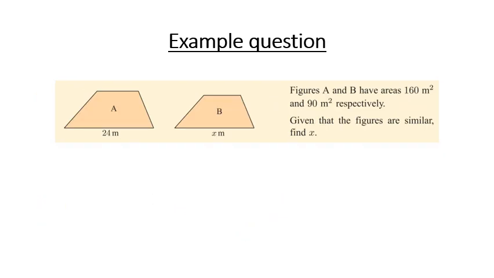Here's another question that we might come across. It says figures A and B have areas of 160 and 90 meters squared respectively. So let's put that in. 160 meters squared, 90 meters squared. Given that the figures are similar, find X. Well, if we're going this way, we know that we must times by K squared. So 160 times K squared must equal 90.